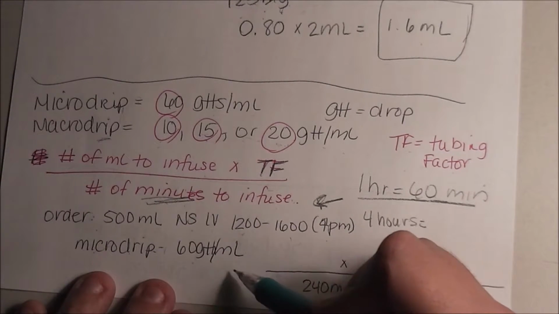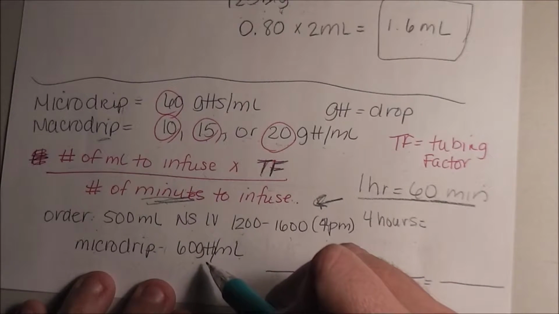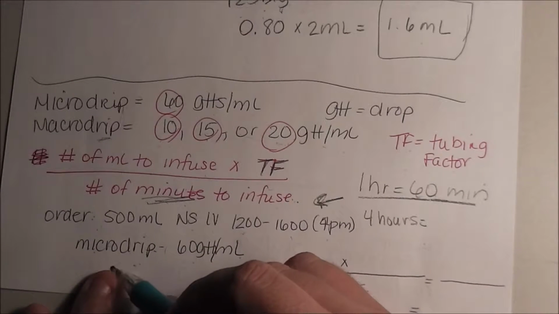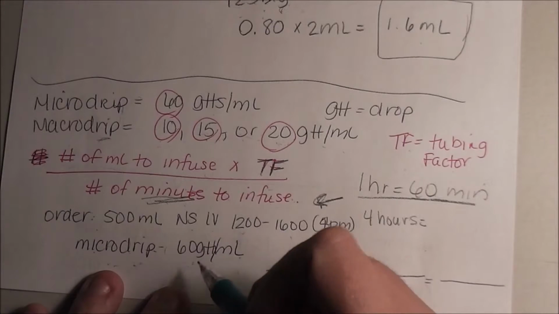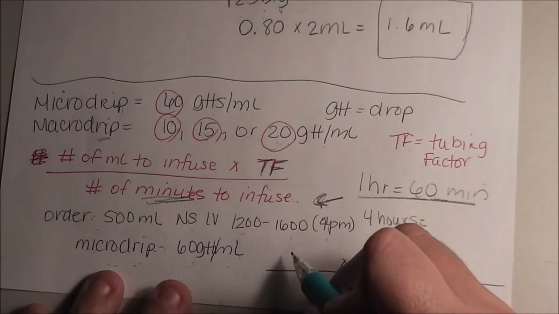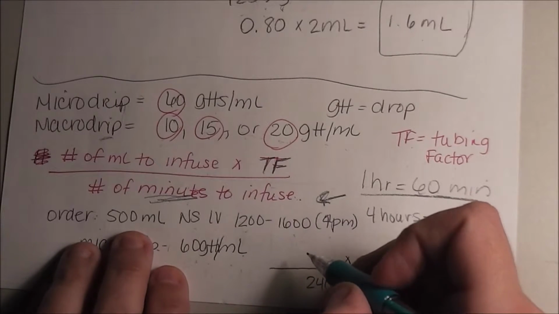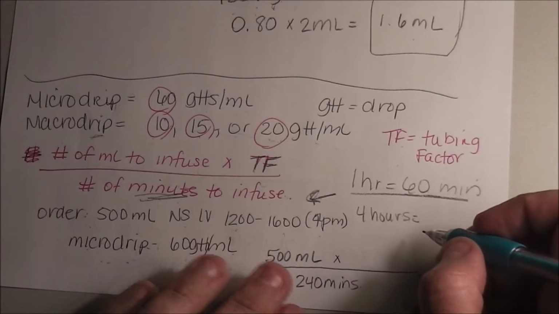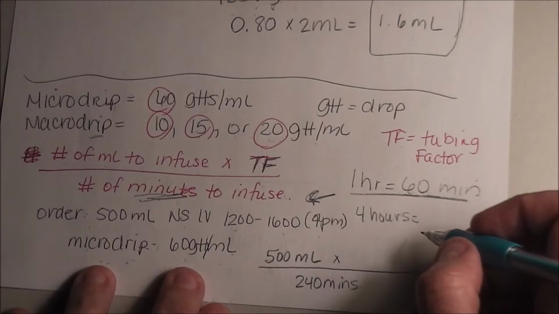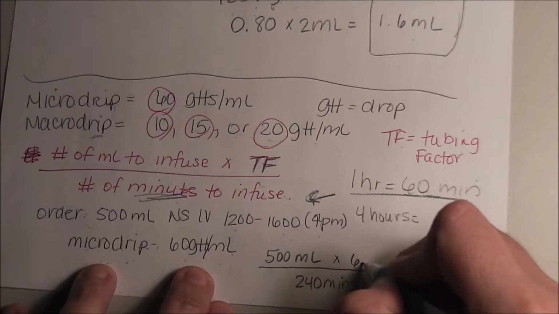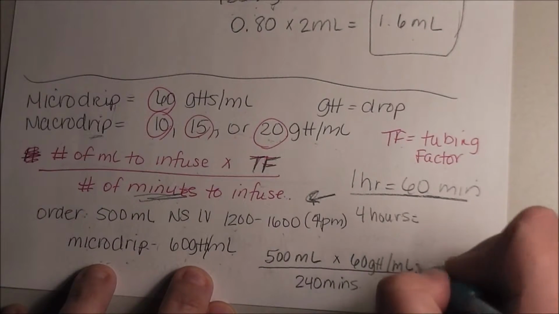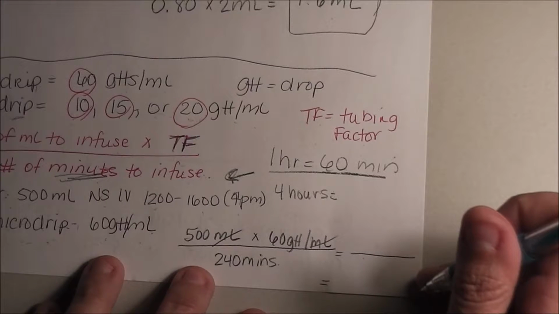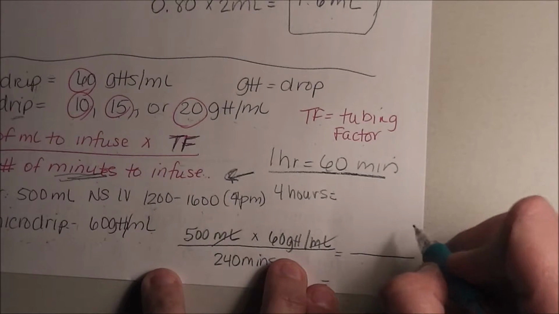It takes more small drops to make a milliliter than it does for large drops, because they're bigger, so it takes less of them. So a micro drip or micro drop would be 60 drops per milliliter. You take the number of milliliters to infuse. You want to infuse 500 milliliters of normal saline over 4 hours, and you're using a micro drip set, which is 60 drops per milliliter. Milliliters will cancel out.